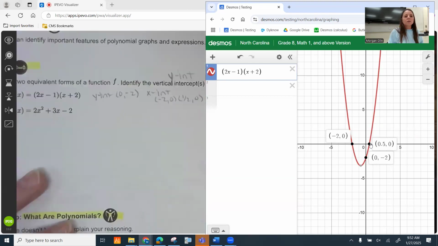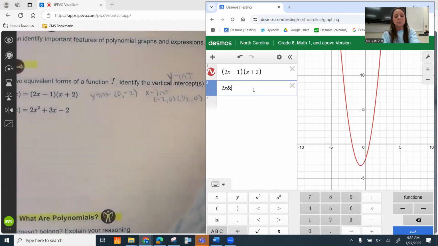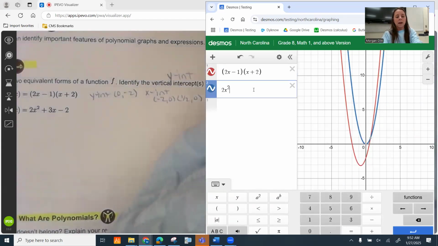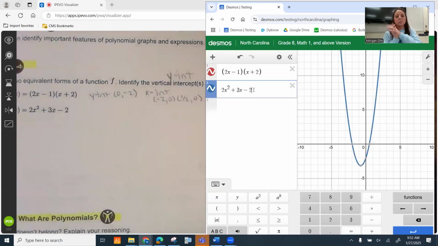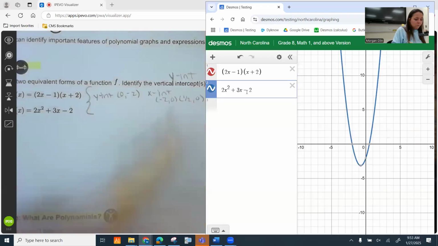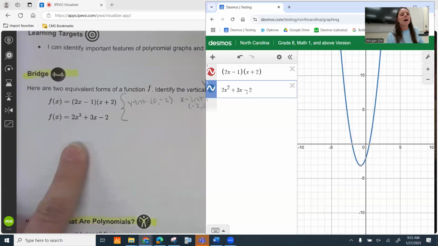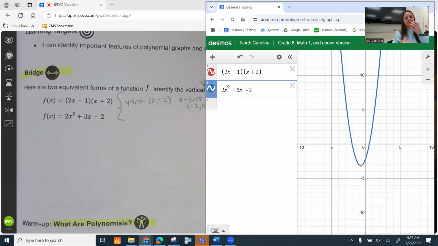All right, so let's go graph this other one right here. Okay, 2x squared plus 3x minus 2. But wait a minute, what just happened to the other one? If you hit this button right here, the color blue, you'll see that these are actually the same graph. They just look totally different. So they actually have the same y-intercepts and same x-intercepts. It's just these things look different, okay?